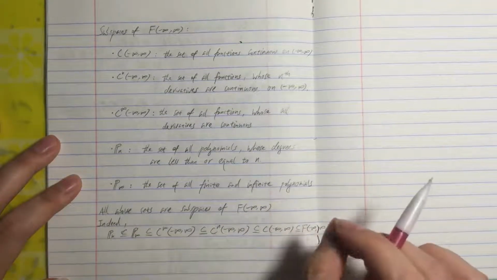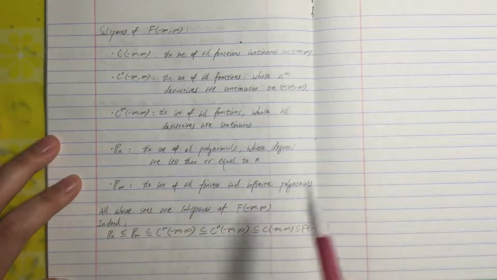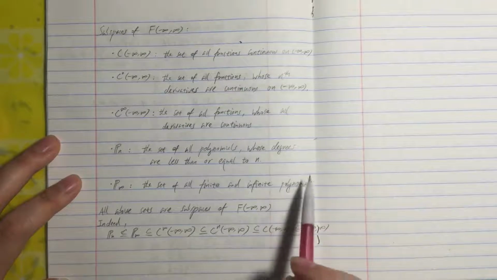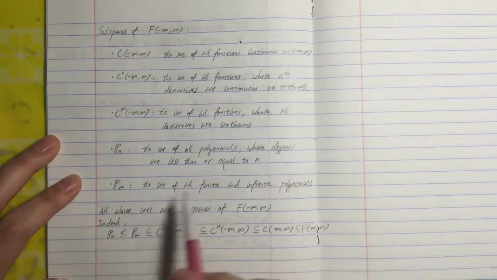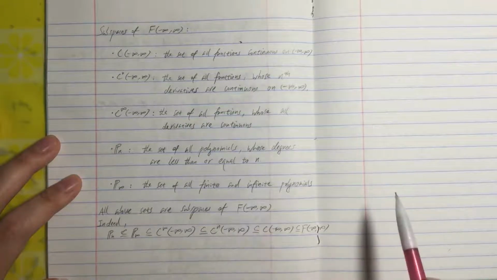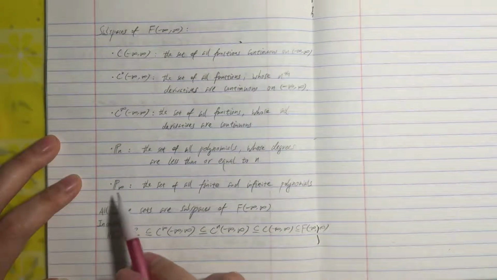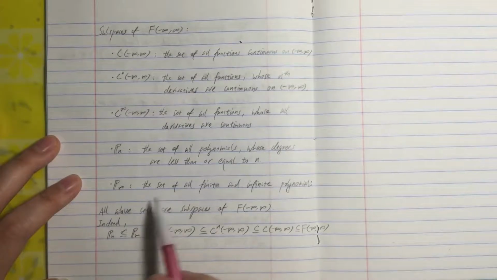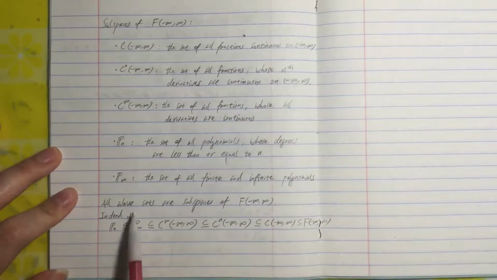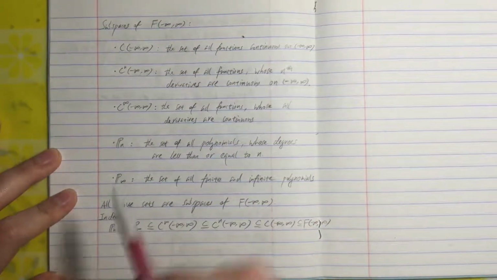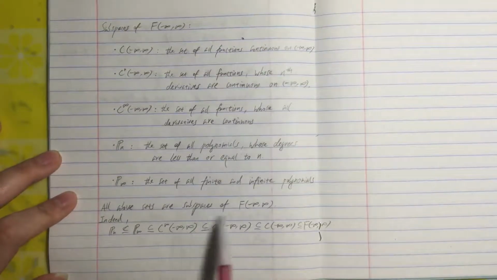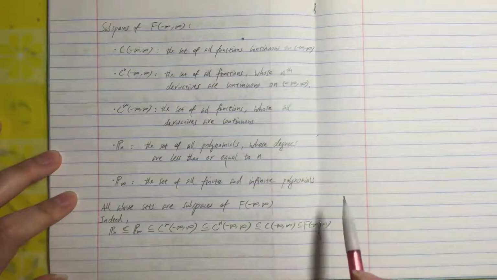If we know calculus, finite or infinite polynomials are also called power series. So P infinity is the set of all finite and infinite polynomials. The polynomial whose degree is less than or equal to infinity is the set of all finite or infinite polynomials. All the above sets are subspaces of F from negative infinity to infinity.